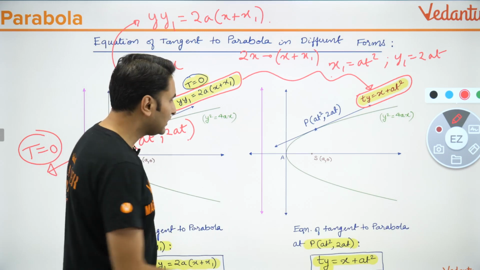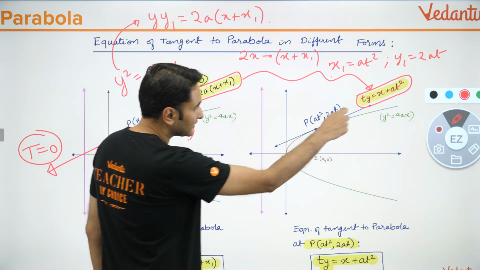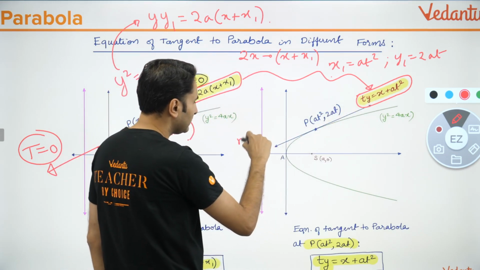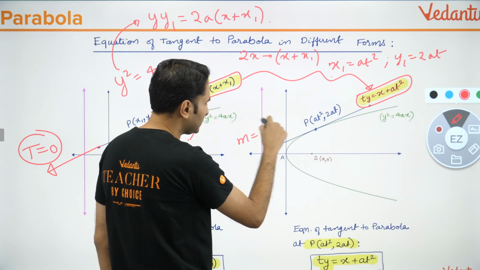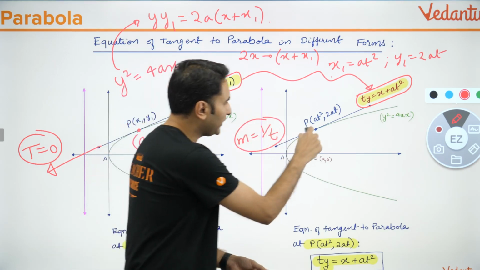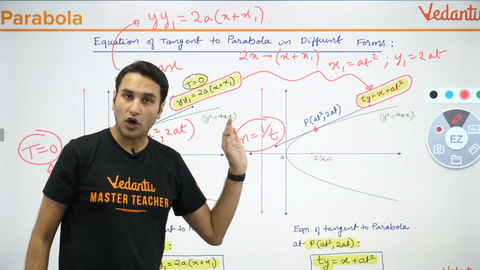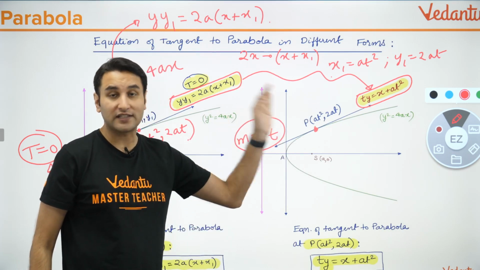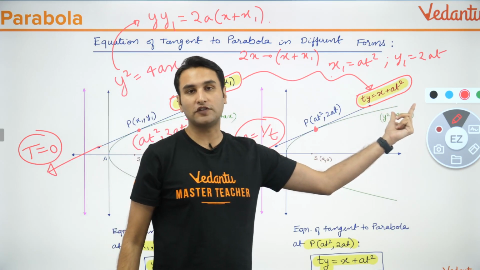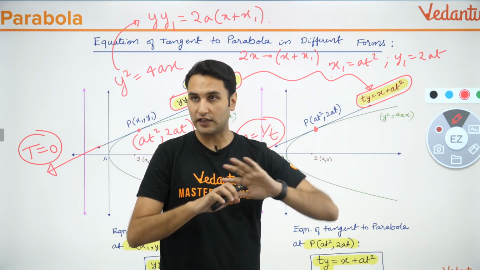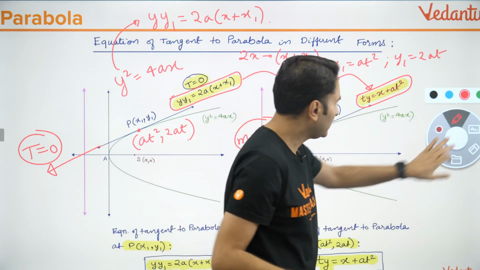So ty = x + at². Another thing to remember, बच्चों इसका स्लोप क्या है? Slope will be 1/t. Always remember, if the point is (at², 2at), the slope of the tangent on the parabola at this point is 1/t, and the equation of the tangent is ty = x + at². That's it. Clear. Okay, आगे बढ़ो.